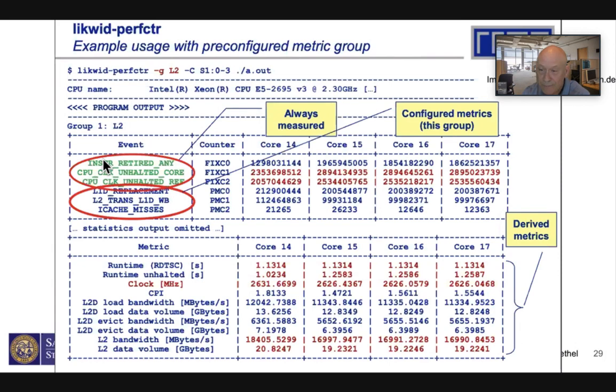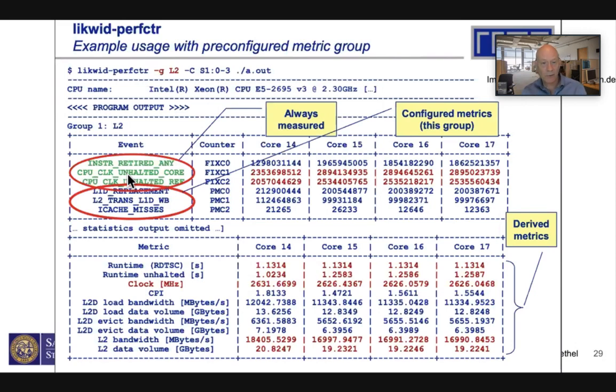Each row is a different measure, and the columns are the different cores. So if you run 20-way parallel, you're going to have 20 columns of stuff. You can see how this can get out of hand pretty quickly. Some of these counters are always measured: the number of instructions, the number of clocks, and then below them are the counters that you've asked for. They get configured and reported. And then down below are derived metrics, metrics that are derived from the actual counters themselves.